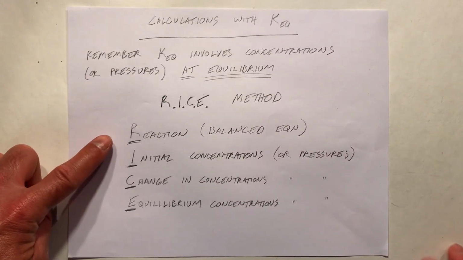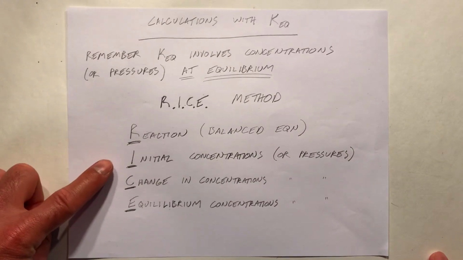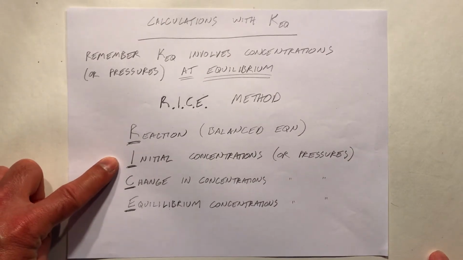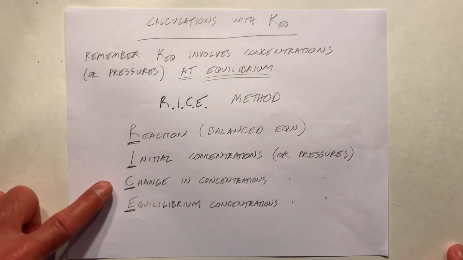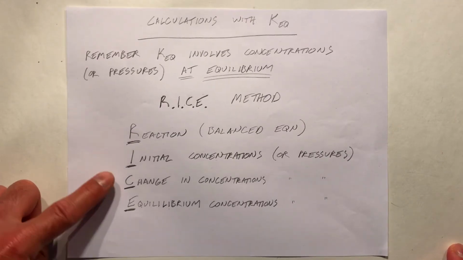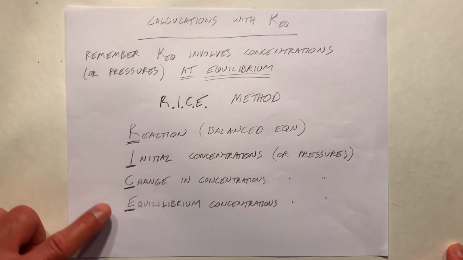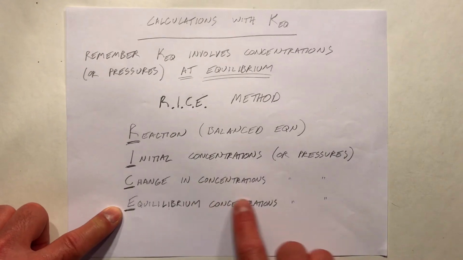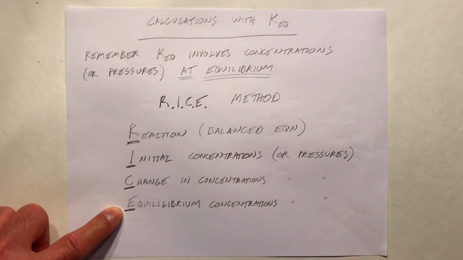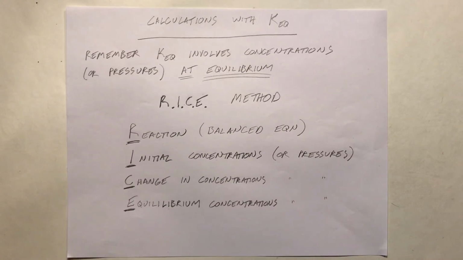R stands for reaction. We're talking about the balanced equation of the chemical reaction. I stands for the initial concentrations or initial pressures if you're dealing with gases. The change is C, and that's the change in concentrations as we proceed from the initial state to the equilibrium state. And E stands for the equilibrium state or the equilibrium concentrations, pressures if you're dealing with gases, and Kp. And gases can be treated with Kc or Kp, you have that choice if you have all gases.